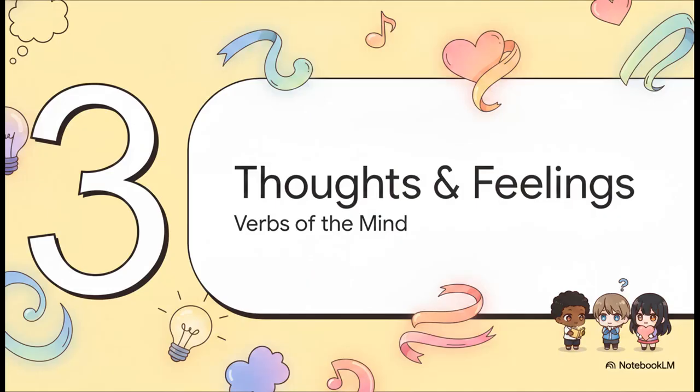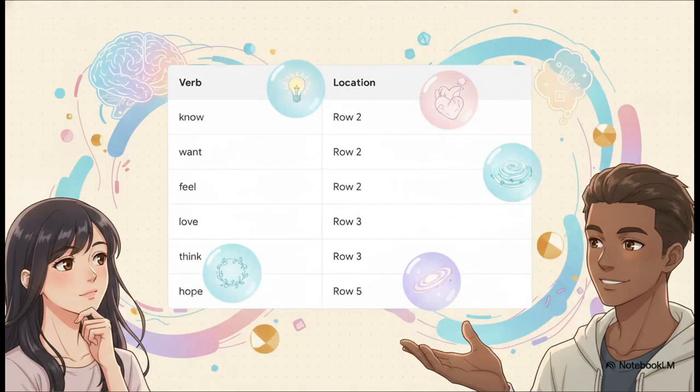Section 3, thoughts and feelings verbs. But of course, humans aren't just physical bodies moving around, right? We have incredibly rich inner lives. Look at the profound philosophical weight carried by these specific blocks in the grid. From row 2, we extract know, want, and feel. Row 3 provides love and think. And way down in row 5, we find hope.